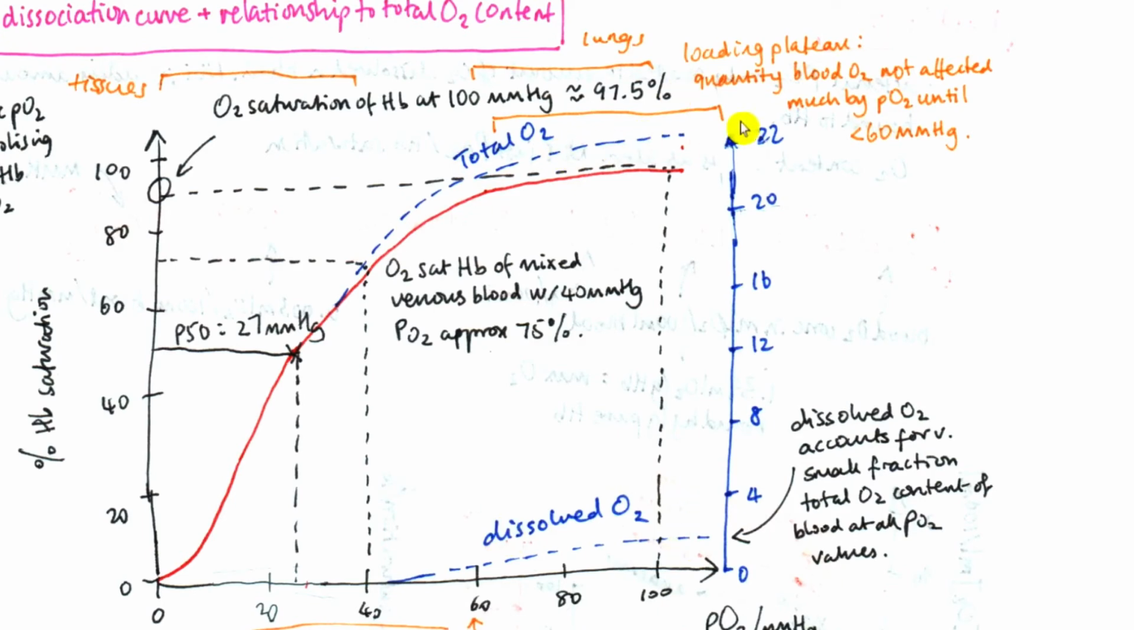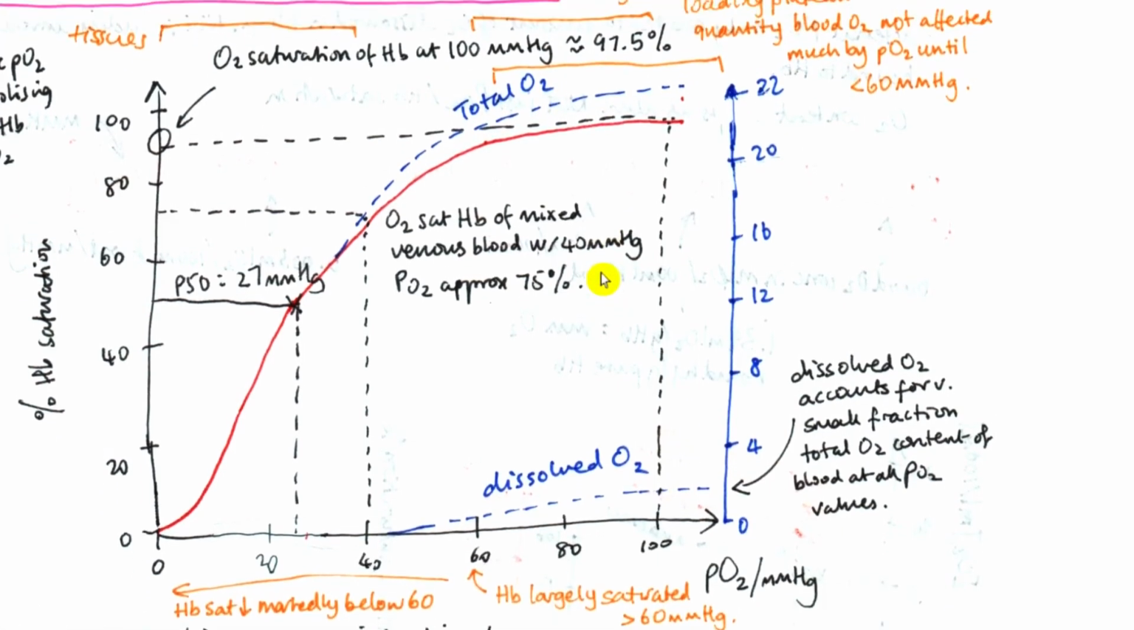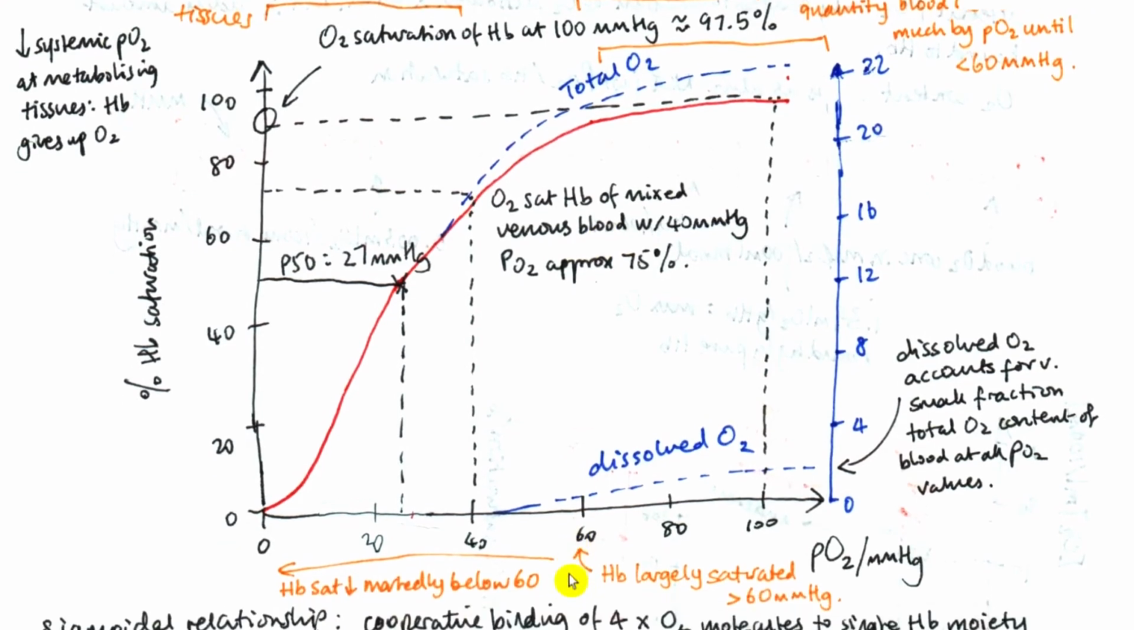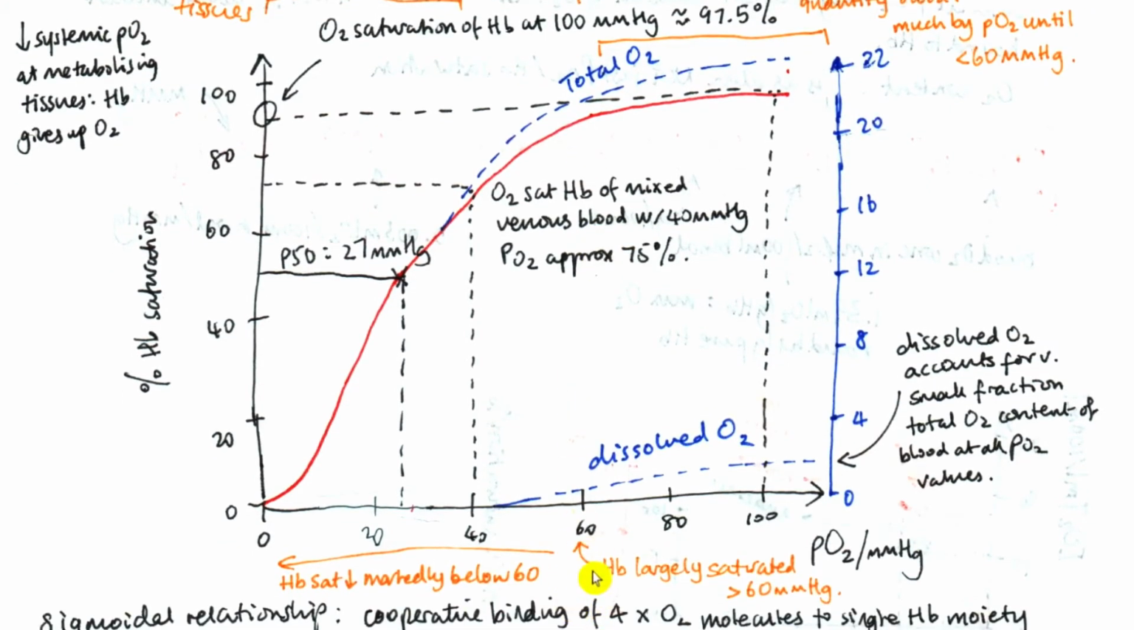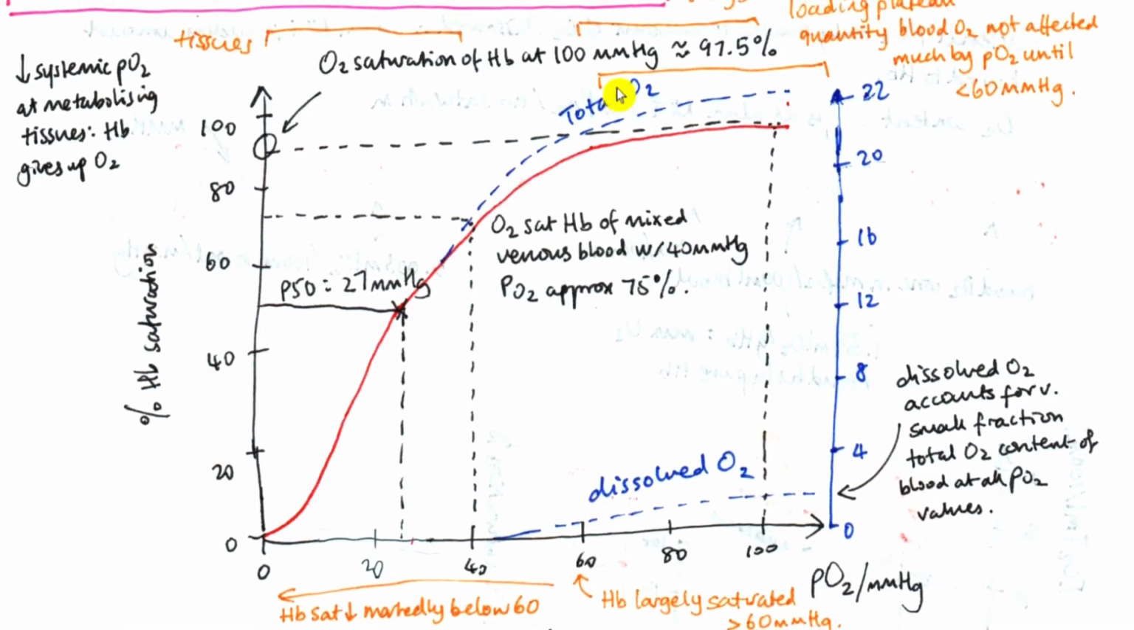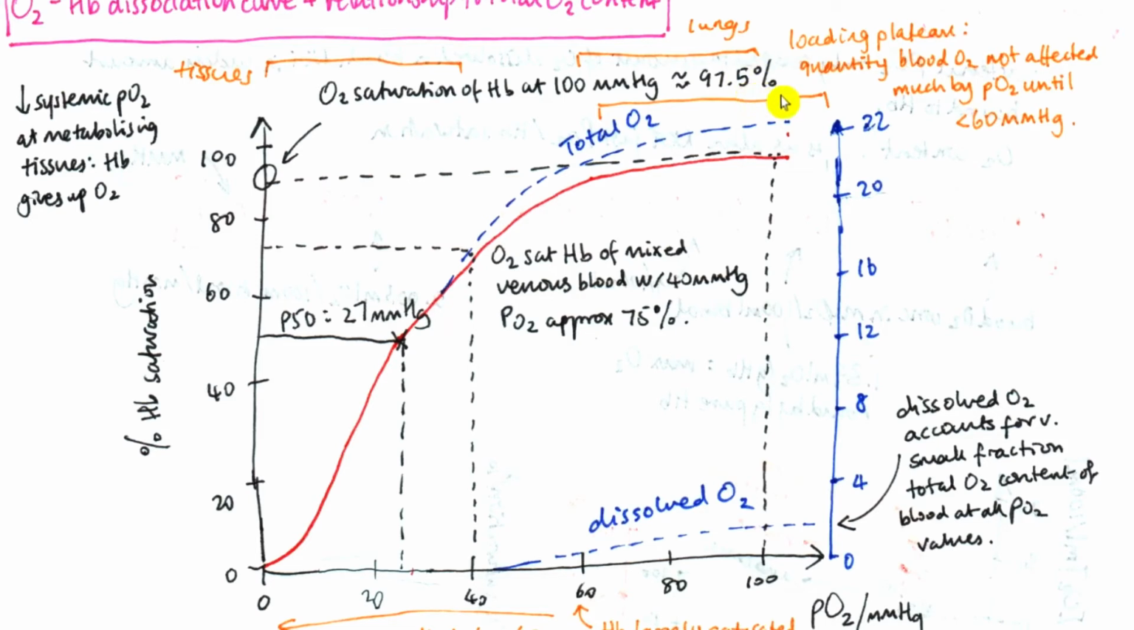Now let's have a look at some typical numerical figures. So we've said that 60 is kind of the breaking point, so the hemoglobin saturation decreases greatly below 60, and past 60, the hemoglobin is largely saturated. At 100 millimeters of mercury, which is the normal alveolar partial pressure of oxygen, the oxygen saturation of hemoglobin is around 97.5%, and if it falls below that, then there's a problem, so we're not getting enough oxygen. And this is one of the things that they monitor in hospitals.